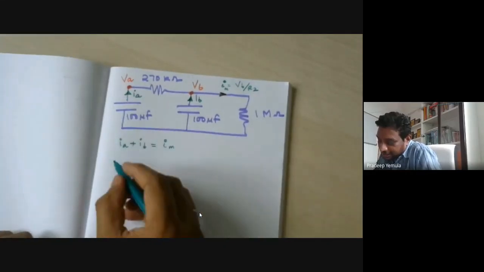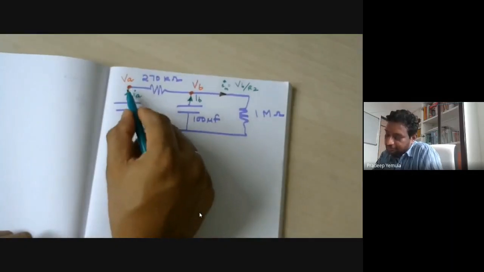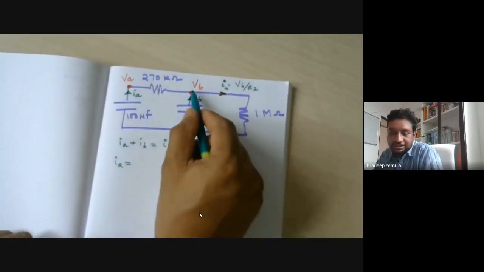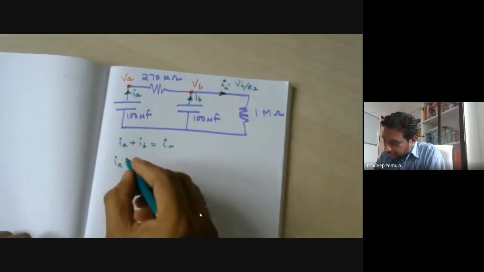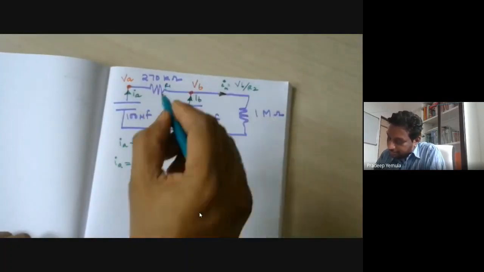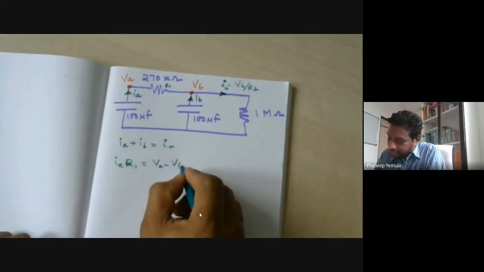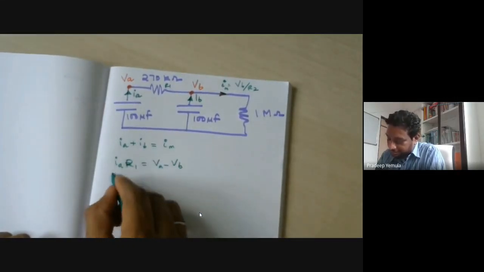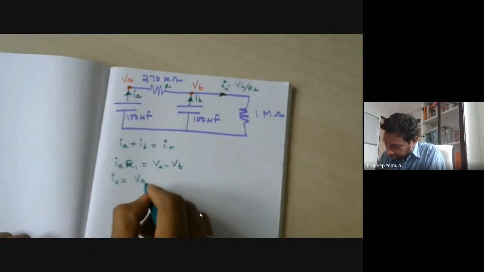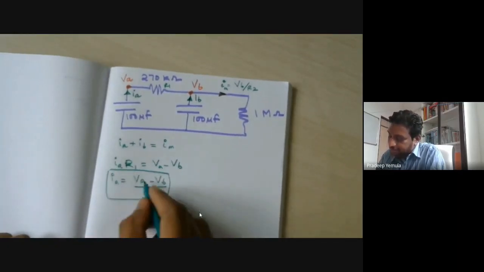But what is IA? The voltage drop across this is nothing but VA minus VB. If I call this R1, then IA into R1 is VA minus VB. So here I can eliminate IA: IA is nothing but (VA minus VB) by R1. Here IA is expressed in terms of VA and VB.